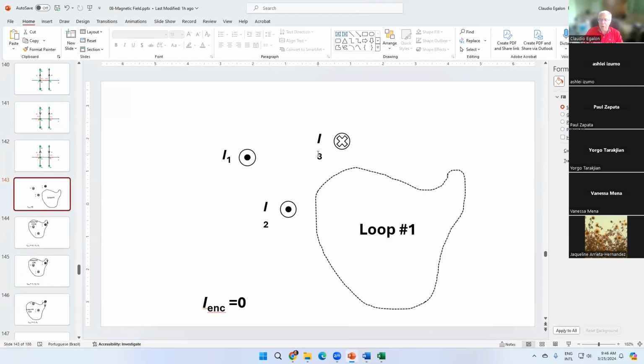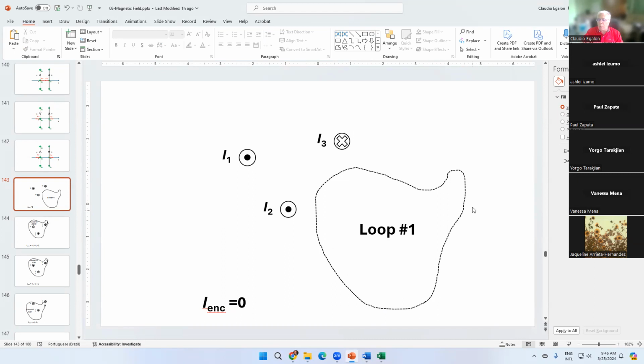Suppose that we have currents 1, 2, and 3 flowing here. I don't want to find the magnetic field. Finding the magnetic field would be lots of work, okay? But there's a simpler problem that we can do right here. I1 is towards you, I2 is towards you, I3 is into the board.